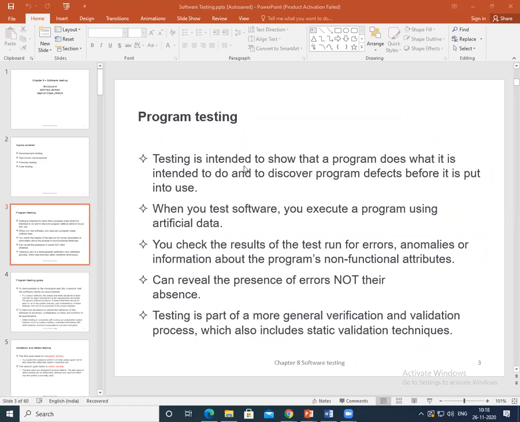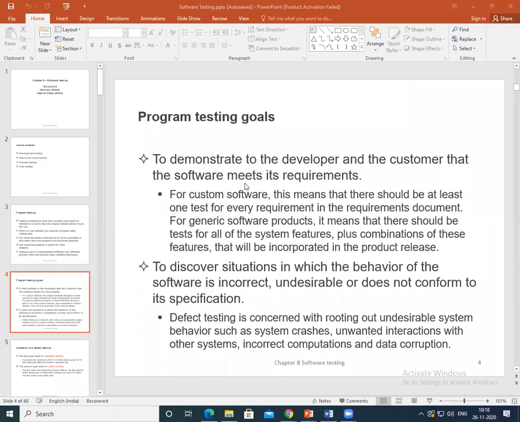So we have seen program testing. What is the meaning of program testing with respect to the various situations and scenarios? And what are the basic testing goals we have discussed? That is to demonstrate to the developer and customer that the software meets its requirement. How is it being achieved? At least one test for every requirement has to be done.